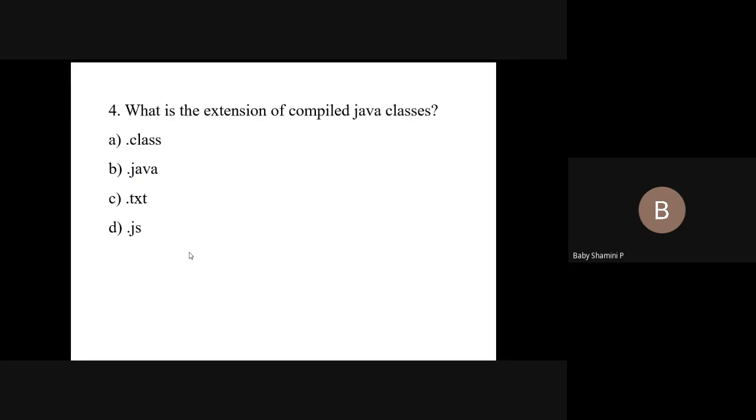So next one is, what is the extension of compiled Java classes? Initially, we have Java code. Next is a class file. What is the extension? Dot class, dot class. Yes. Dot class is the correct answer. Yes, A is the correct answer.